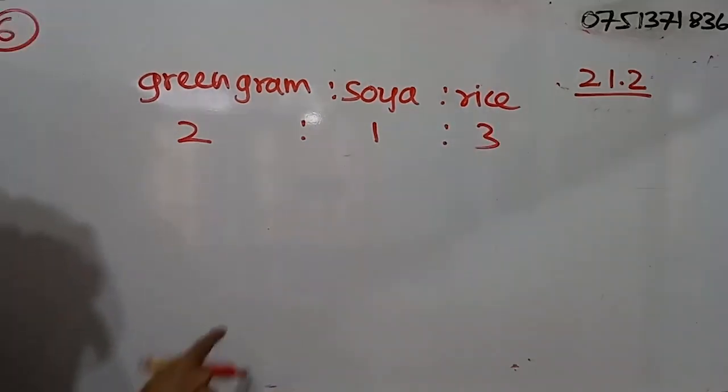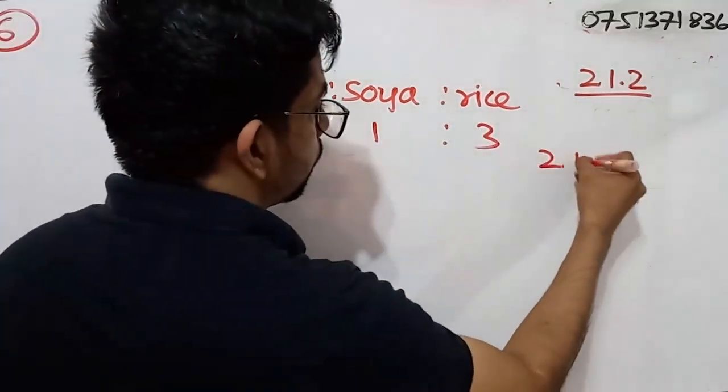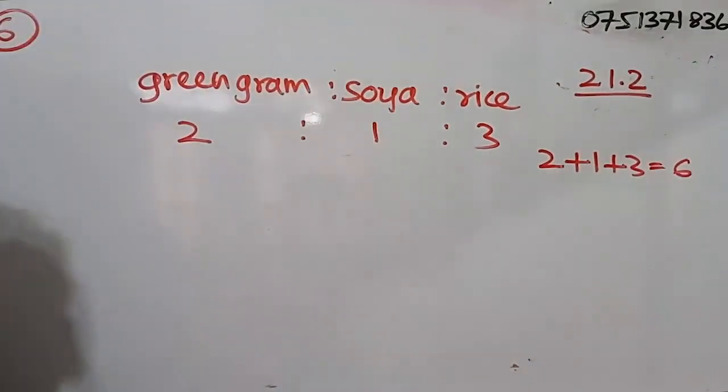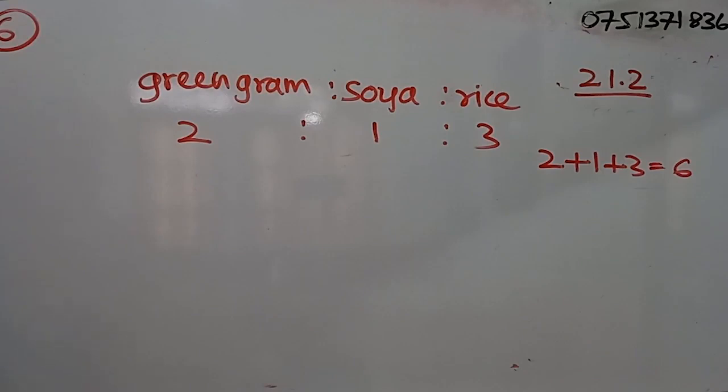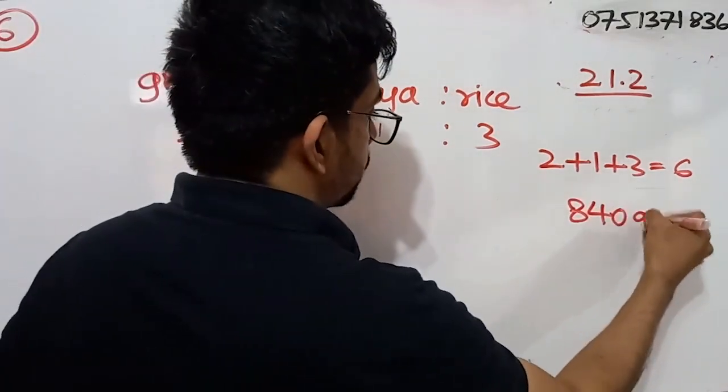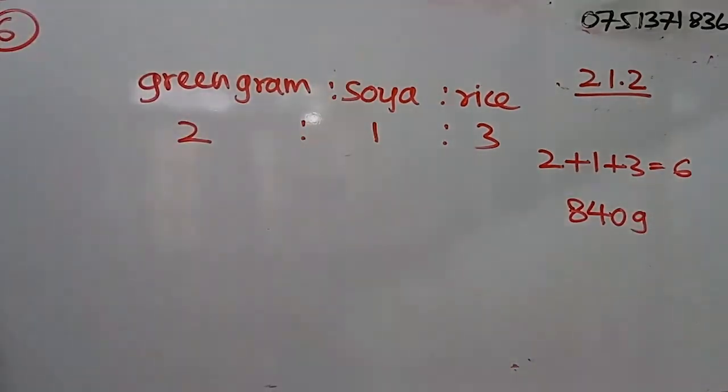2:1:3. So here, what is the total number of parts? 2 plus 1 plus 3. So the total number of parts is 6, right? So what is the mass of the packet? 840 grams. So we need to calculate the value of one part.